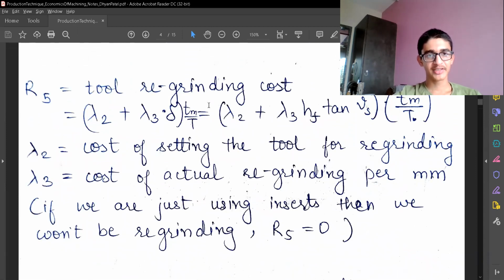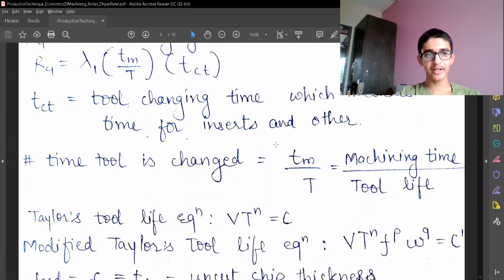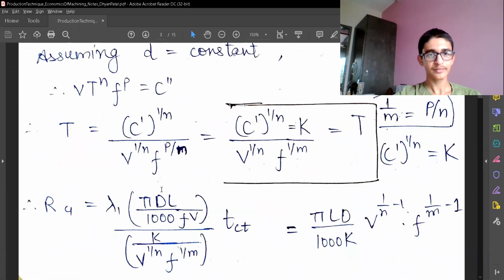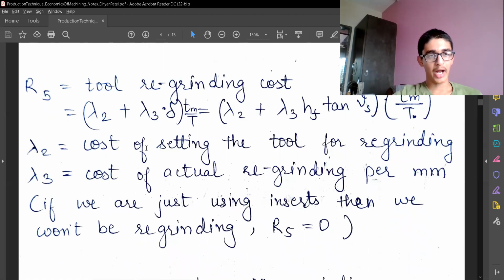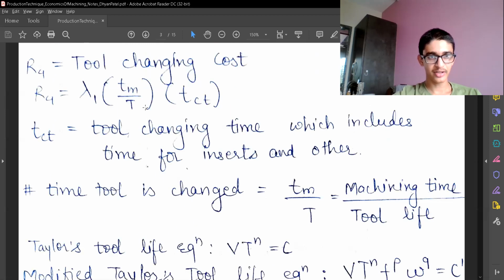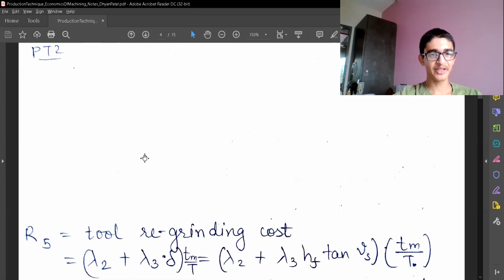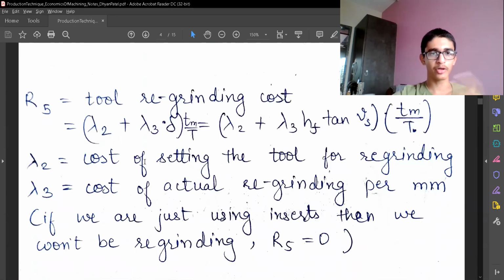And Tm by T is the number of times I need to do regrinding or change the tool. So earlier we were considering it as the number of times the tool is changed. Now the same factor is indicating the number of times we need to do regrinding. So R4 and R5 are complementary to each other. If I'm going to use inserts, I can change the tool or change the inserts. So R4 will be non-zero and R5 in that case will be 0 because I'm not going to do regrinding. And if I'm going to do regrinding, I need not change the tool. The reinserts thing doesn't come into picture. So it is not necessary that all times R4, R5 are non-zero. They can be 0 values.